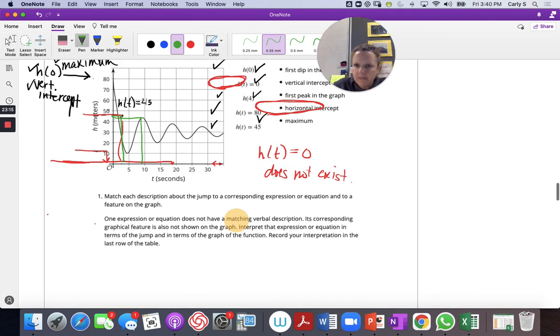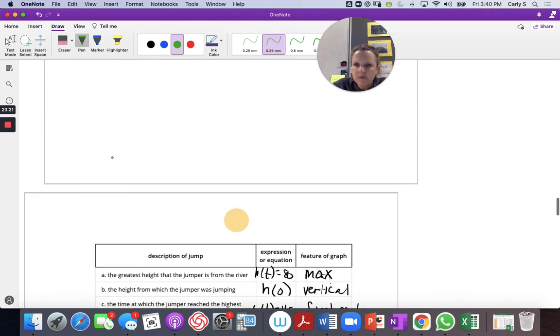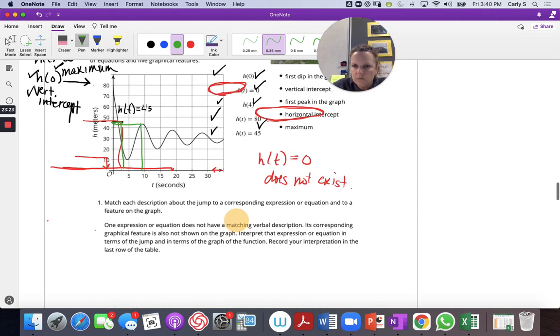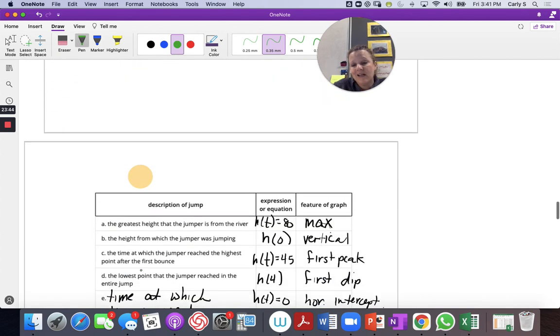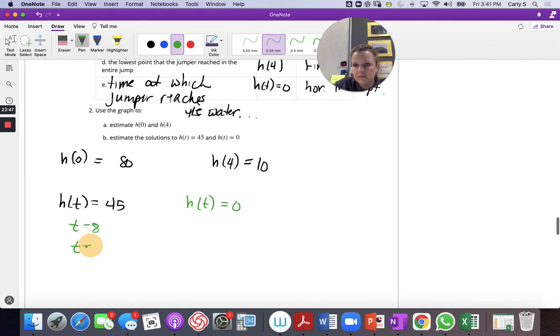Actually, sorry, I just realized h of t equals 45. It's going to happen just right there. Oh, it also happens, oh golly. It also happened right there. So sorry. So we do hit 45 meters above the water at about 2 seconds, and then again at about 8 seconds, or 9, I don't know. It's a guesstimate, but it does go through that 45 mark twice.